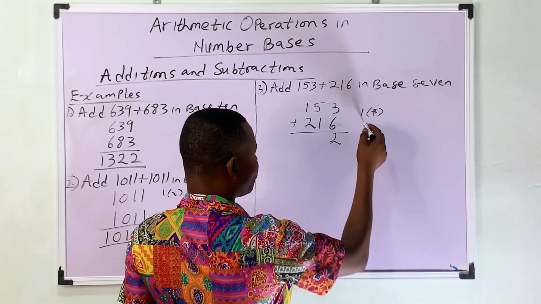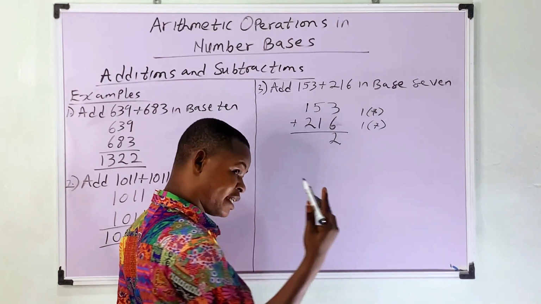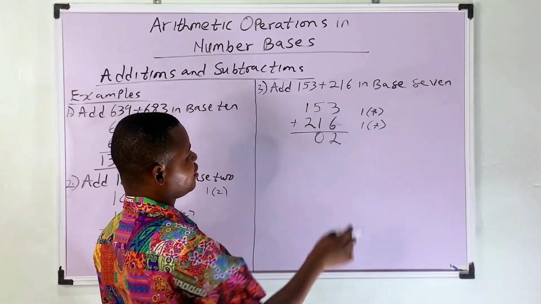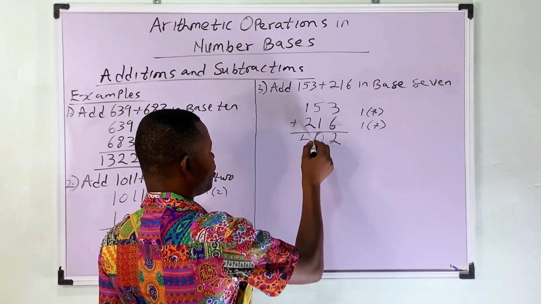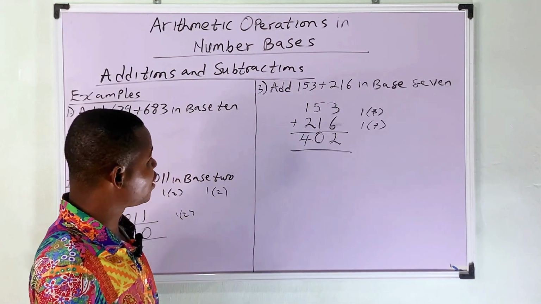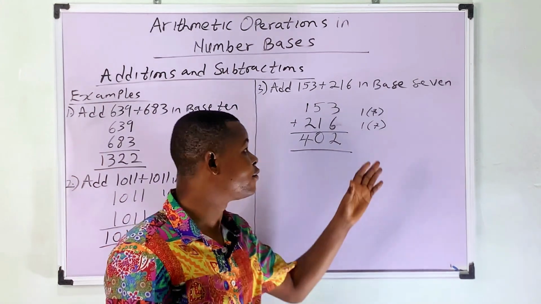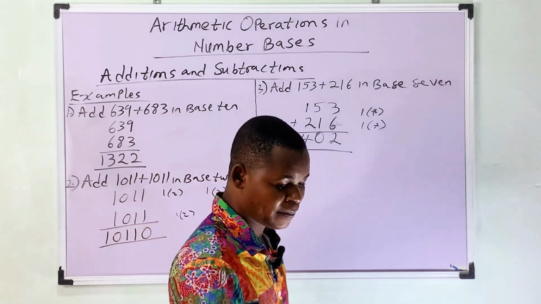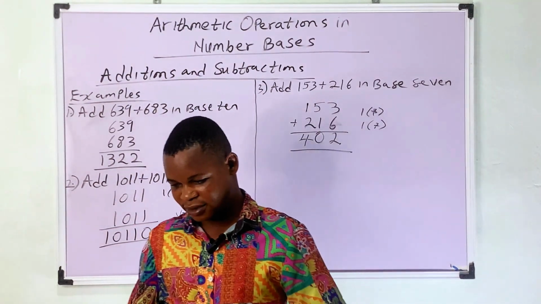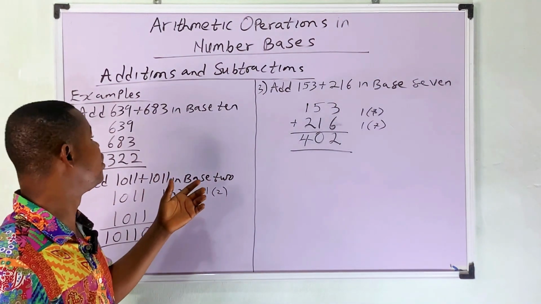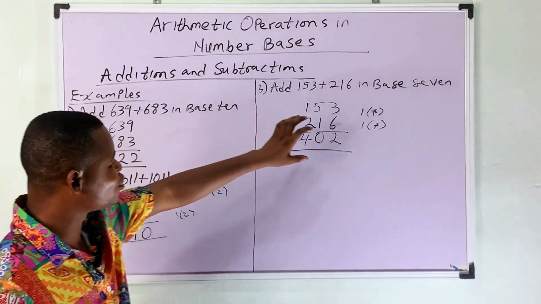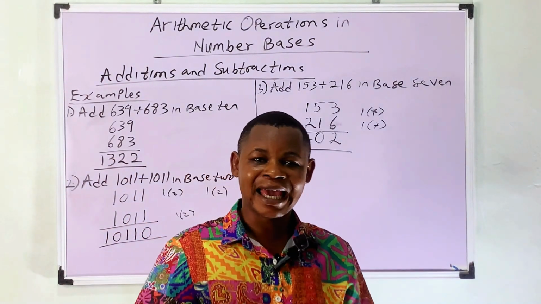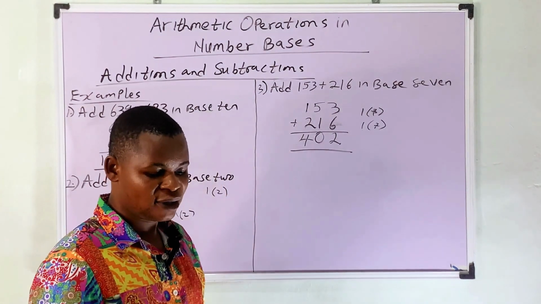That is, we have one threshold of 7 again, remainder 0. We write 0. 1 plus 2, that's 3. Plus this one, that is 4. That means 153 plus 216 in base 7 will give us 402. So that is it about addition operation in number bases. This approach is applicable to any addition operation you want to perform in any number base.